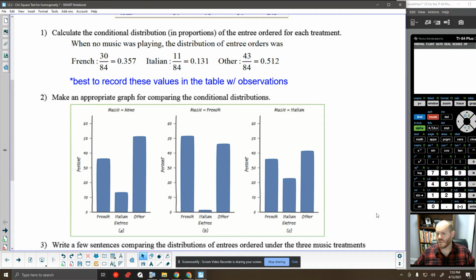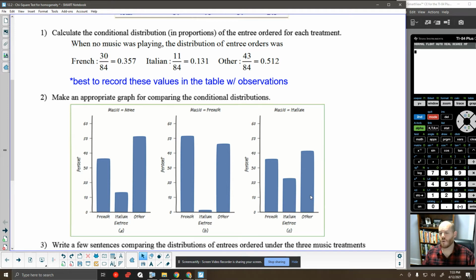Okie dokes. So some things that may have stood out to you is that I noticed that there definitely seems to be an association between the music that's playing and the entrees that were ordered. The reason that I say that is that these distributions are not the same. When different music is playing, that seems to have an effect, or it seems to be associated with, at the very least, a change in order preference of different entrees. And I want to explain that.